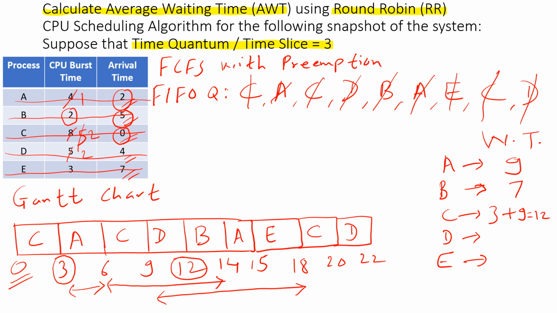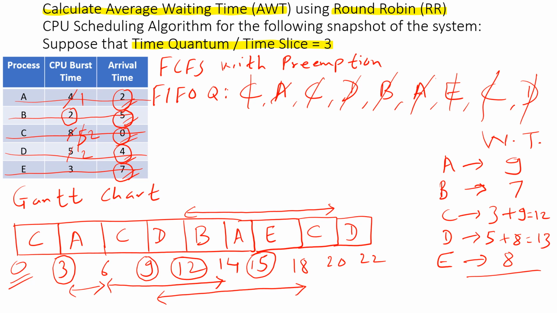Okay. Then process D. D came at 4, got CPU at 9, so that wait was 5. And when it got CPU at 9, it didn't finish. For this much duration, from 12 to 20, it was again waiting. So that's 8. So that is 13. Okay. And finally we have process E, which came at time unit 7, got CPU at time unit 15, and it finished. So it was waiting from 7 to 15, so that is 8.